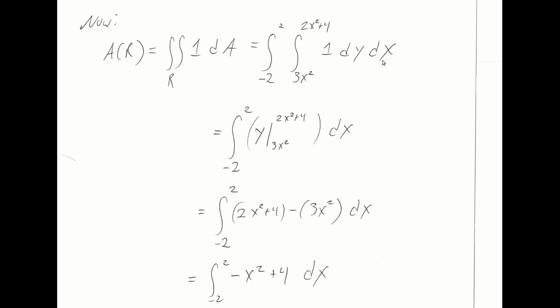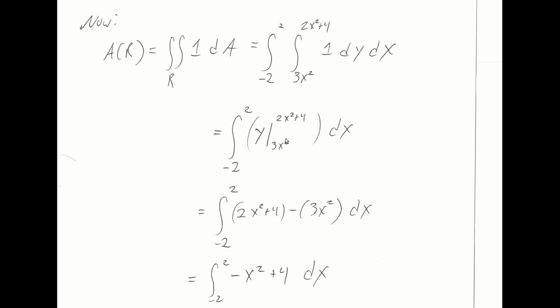So my outermost integral needs to have the constant limits of integration. That'll be an integral with respect to x that comes last, going from -2 to 2. My innermost integral has variable bounds which depend on x. Here from 3x squared, the lower curve, up to 2x squared plus 4, the upper curve. We perform the integration. The antiderivative of 1 with respect to y is just y. Here I have my bounds for y. My integral with respect to x is waiting in the wings here.